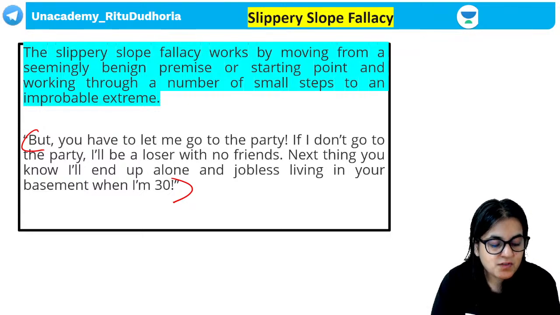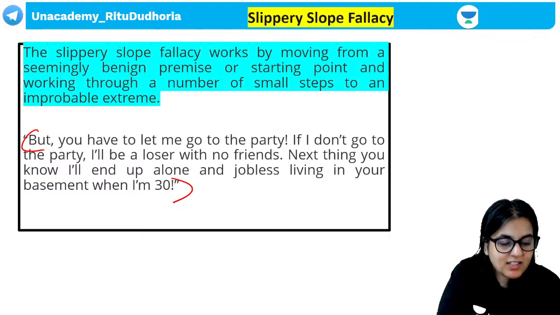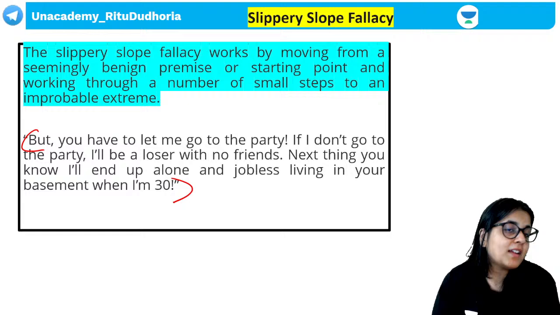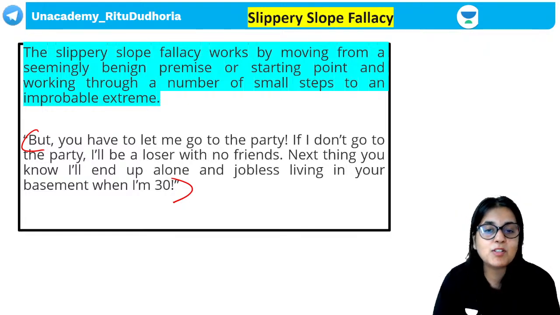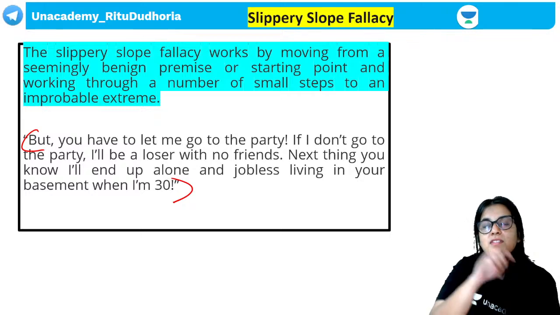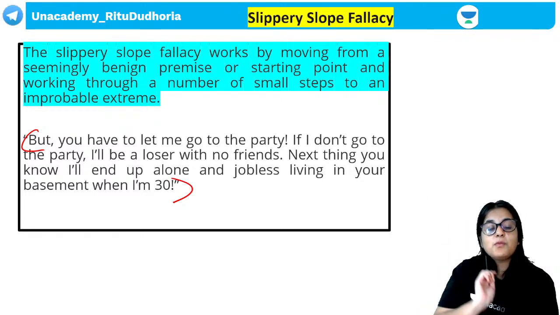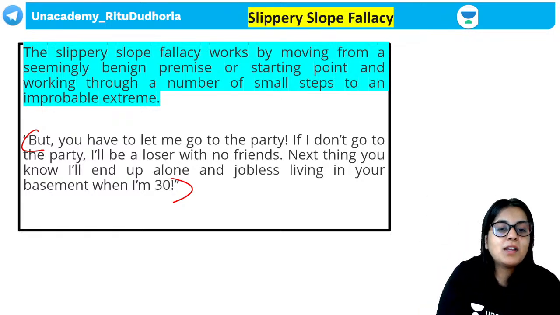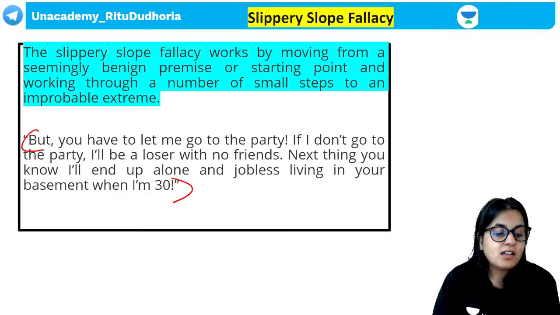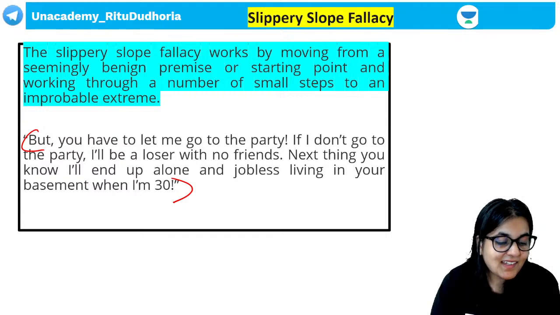Guys, anybody else guilty of slippery slope fallacy? You kind of overthink things and make it really big. For example, you tell your mom, you have to let me go to the party. If I don't go to the party, I'll be a loser with no friends, and then I'll end up living alone, and then I'll be jobless, and I'll be living in a basement till I'm 30. The issue is that you're not allowed to go to a party, and then it's this will happen, then that will happen. Oh my god, I'm gonna end up living alone in the basement. I'm gonna die alone or something of that sort. Been there, done that, right?